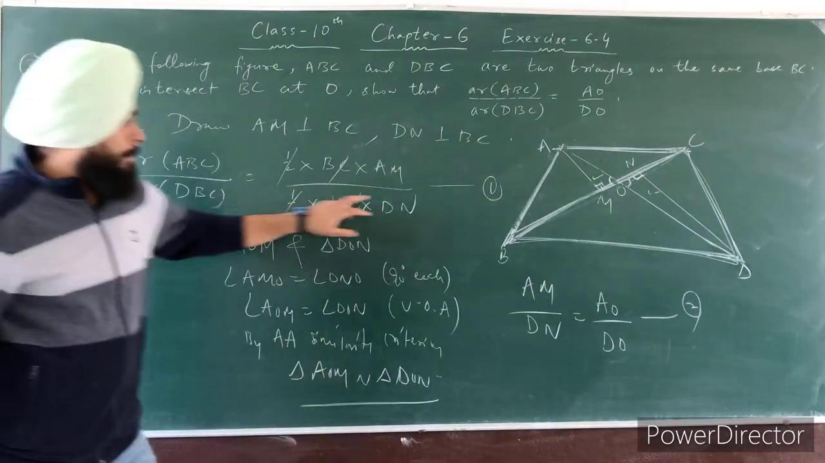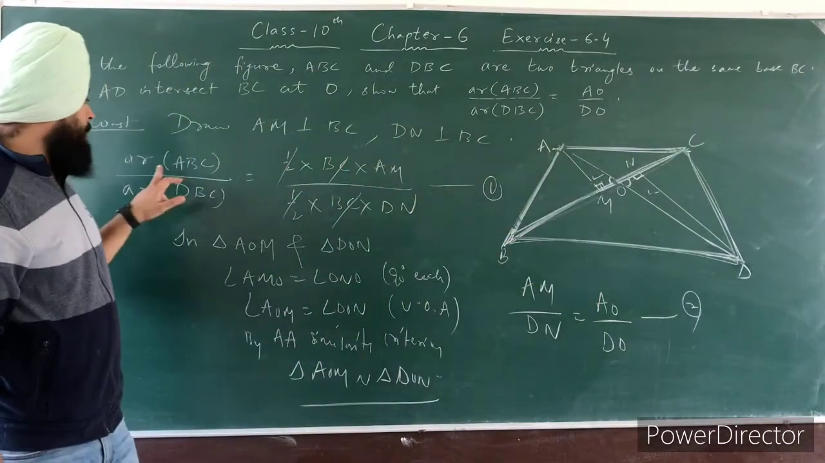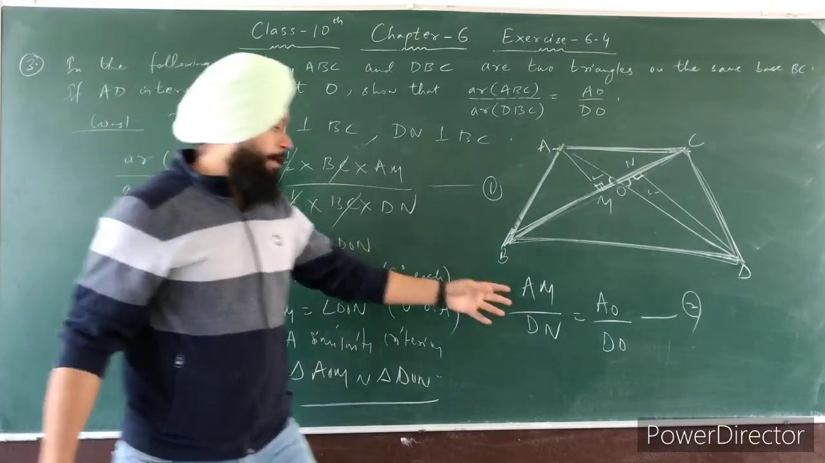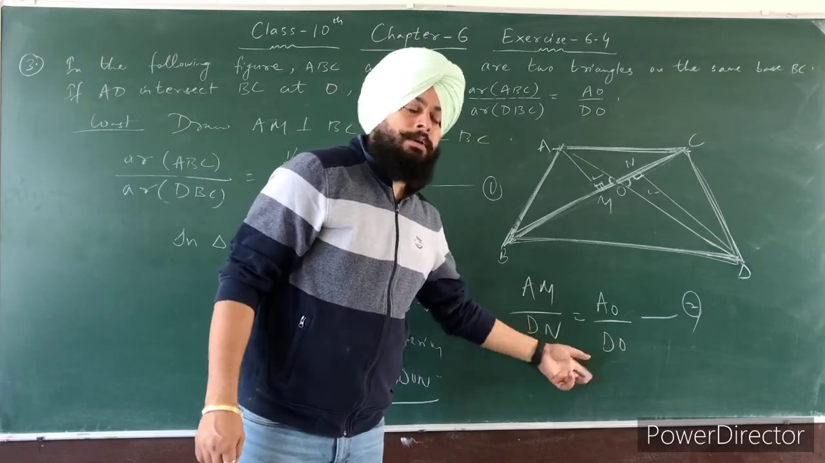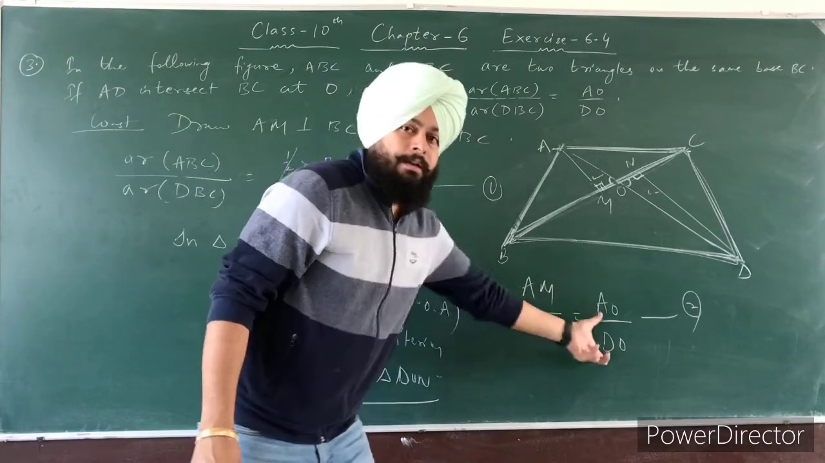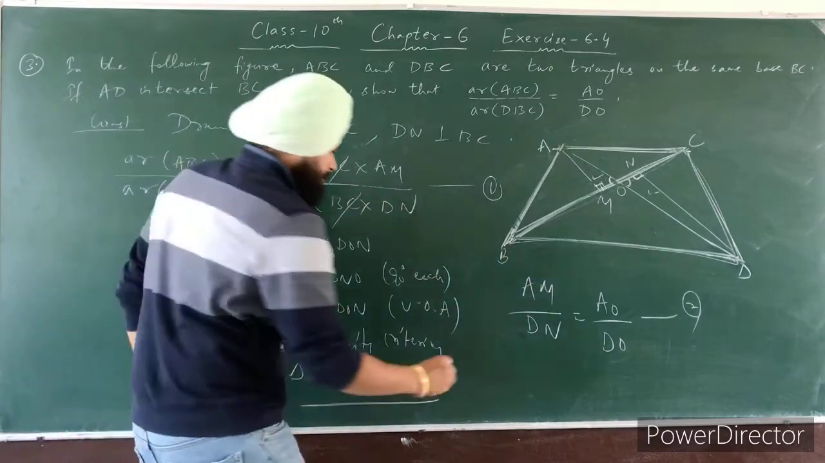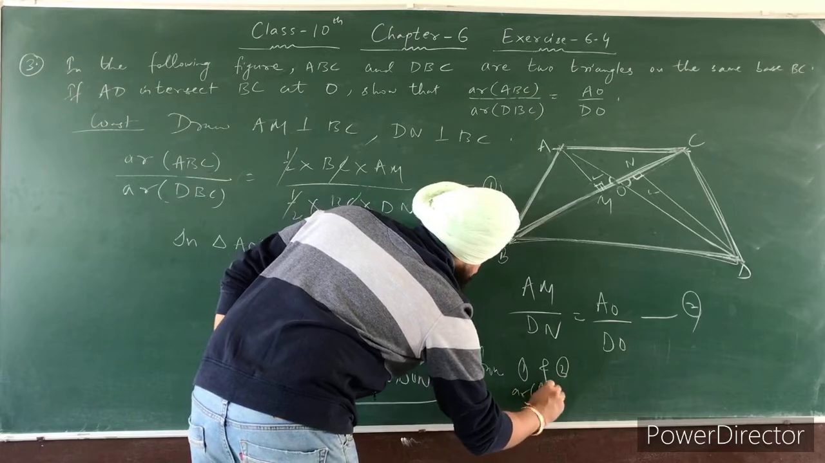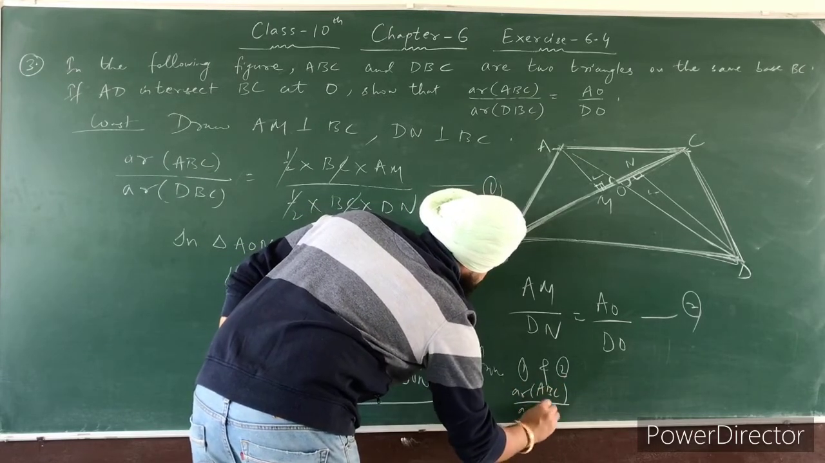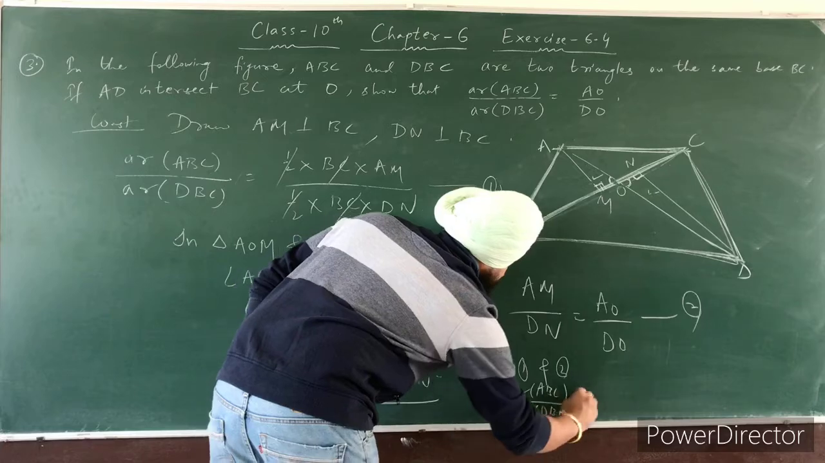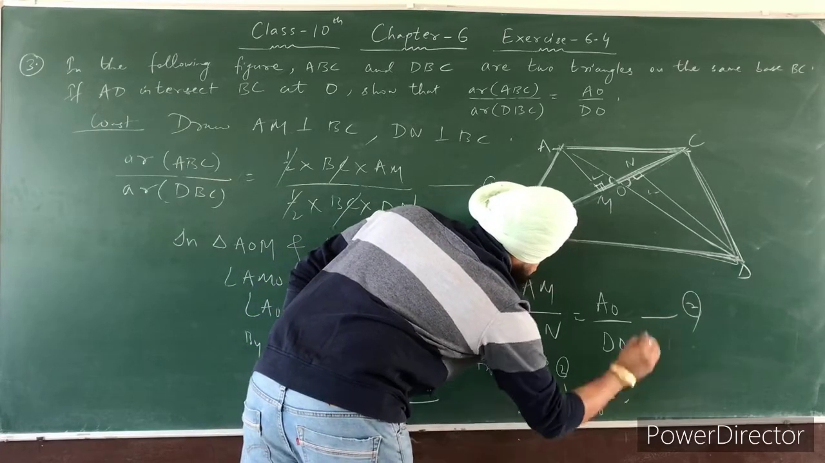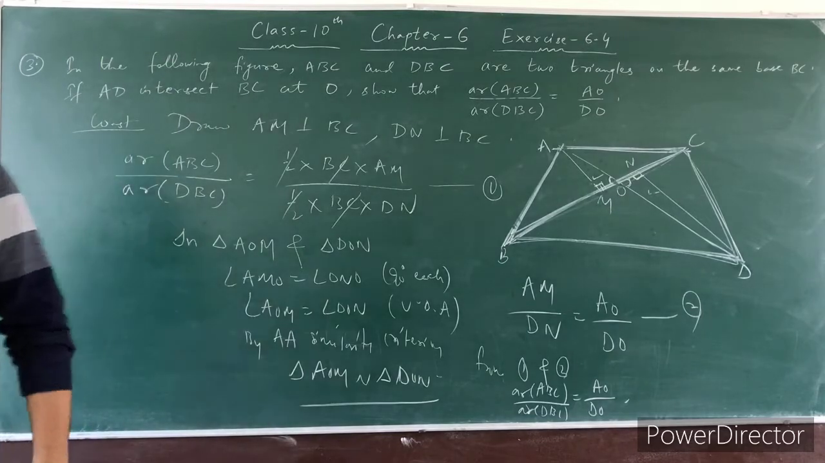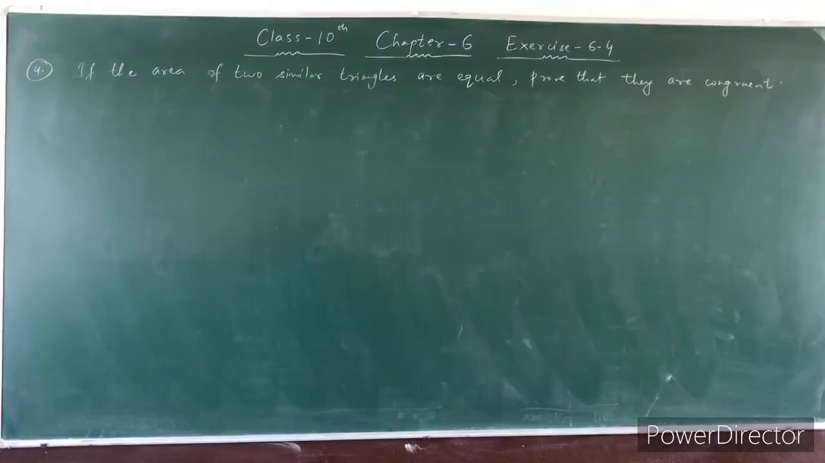Now what is from equation number 1 and 2? You can see here area of ABC over area of DBC is equal to AM over DN. But value of AM over DN is equal to AO over DO. So put the value of this AM over DN in this equation number first. From 1 and 2, area of ABC over area of DBC is equal to AO over DO. So hence proved, this is your question number 3rd.